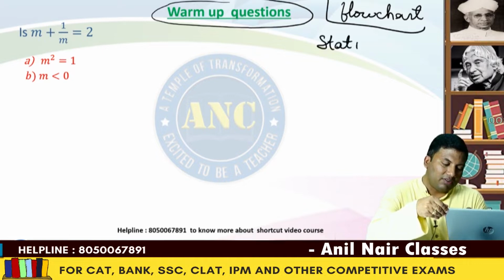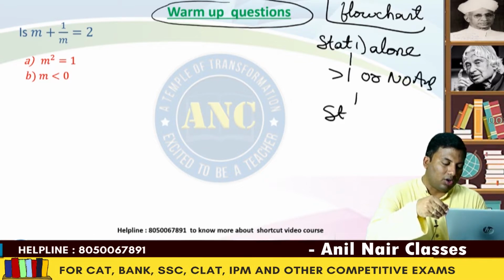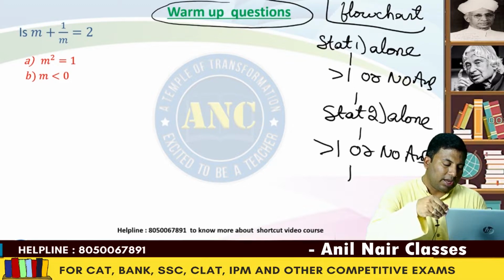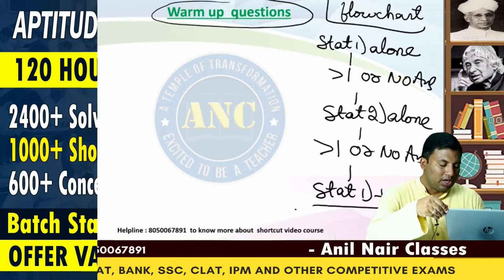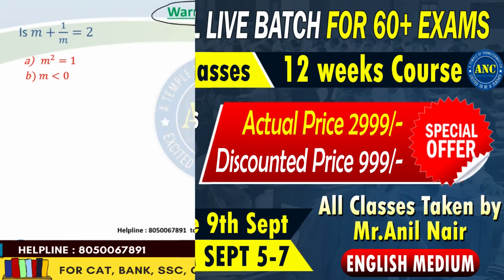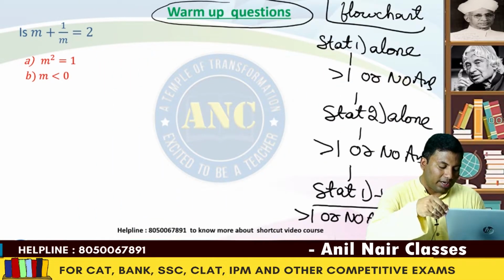First I will start with statement 1 alone. Greater than 1 or no answer. Then I will go to statement 2 alone. If I get greater than 1 or no answer, then I will go to statement 1 plus statement 2. Again greater than 1 or no answer, answer is cannot be determined.